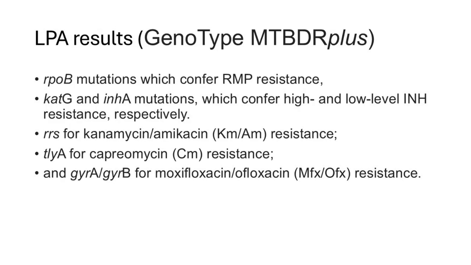Now LPA results: we do this GenoType MTBDRplus test, a German kit, and it looks at various mutations. You look at the rpoB mutation, which confers rifampicin resistance. You look at katG and inhA mutations, which look at resistance to INH. You look at rrs for kanamycin and amikacin resistance. You look at tlyA for capreomycin resistance. And gyrase A and B for moxifloxacin and ofloxacin resistance.